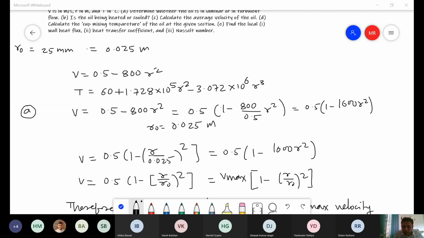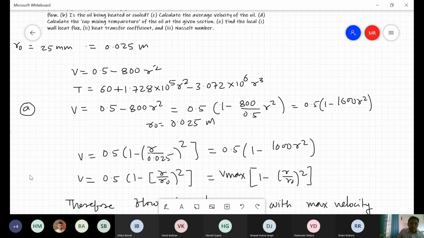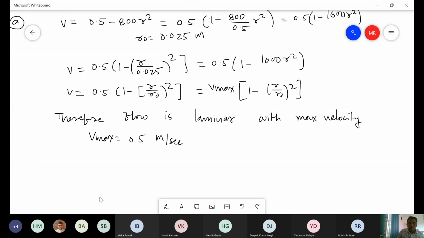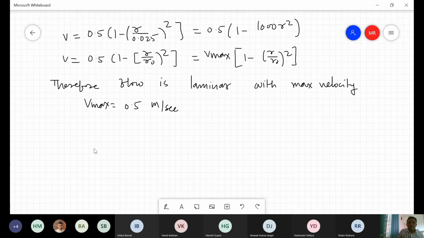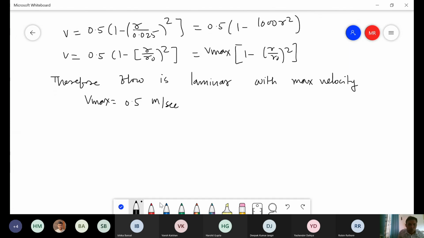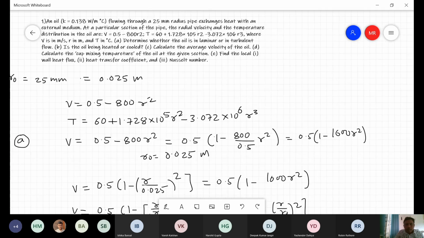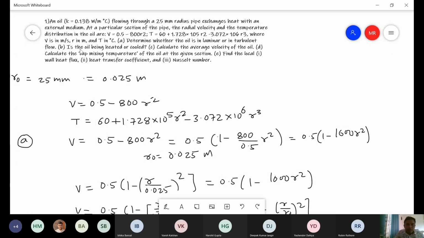Let me just open the whiteboard. Okay, so we can conclude here that the flow is laminar with maximum velocity Vmax equals 0.5 meter per second. Now the next part is we have to calculate the wall temperature gradient. That is what is asked in the second part. Part B: is the oil being heated or cooled? We can directly find that out from this equation.